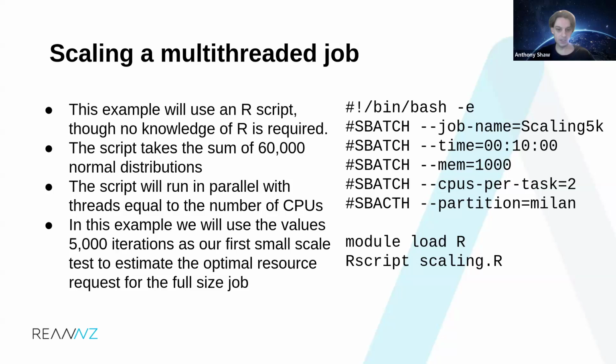For the sake of this talk, we'll assume that you managed to create this initial test job and it runs with the requested resources as shown here, which is in our Slurm script, which in this case is asking for 1,000 megabytes of memory, 2 CPUs, and runs for 10 minutes. One other thing to note before we move on to the next slide is that I am specifying on this job the Milan partition.